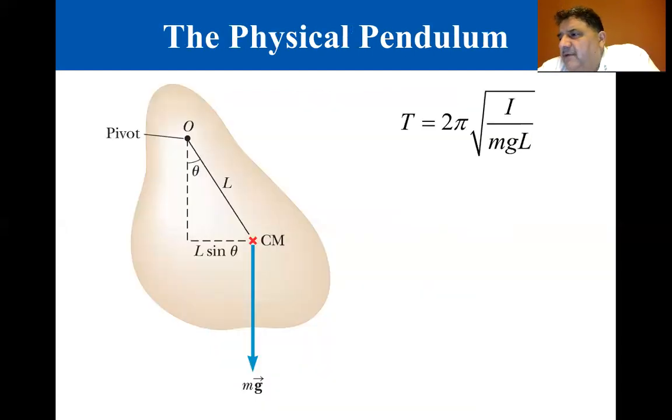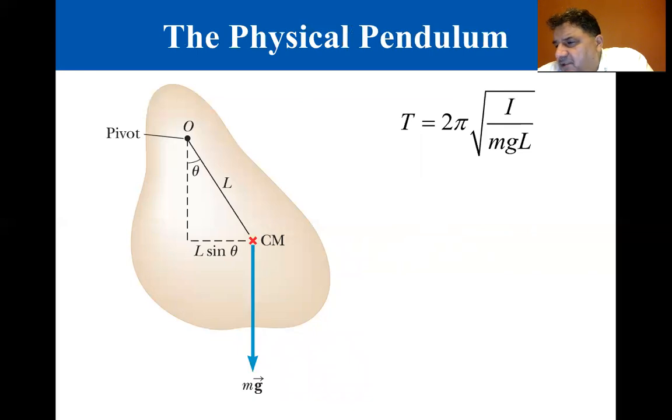Okay, a pendulum, however, can be made from an object of any shape, not just a mass on a string. The general case is called the physical pendulum. In the figure, the rigid object is pivoted at point O, which is a distance L from the object's center of mass. The center of mass oscillates along the circular arc, just like the simple pendulum. The period of a physical pendulum is given by the expression shown here, where I is the object's moment of inertia and M is the object's mass.